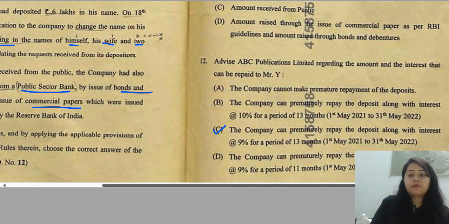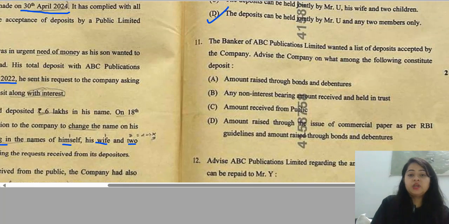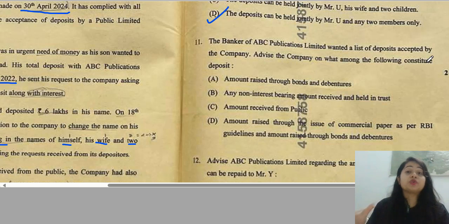Now with respect to that we have one question. Let's look at it. Question 11. The banker of ABC Publication Limited wants a list of deposits accepted by the company. Advise the company on what among the following constitute the deposits. So we have to basically say which of these 4 is considered deposits. Now, what is deposit? You should know the meaning of deposits. For that, we need the acceptance of deposits rules. In the acceptance of deposits rules, we have got some exceptions which are not to be considered as deposits, right? In rule number 2, those are given. Okay, so we have to keep that in mind. Accordingly, we will have to answer which of these is a deposit.